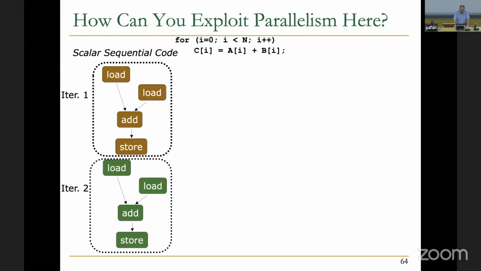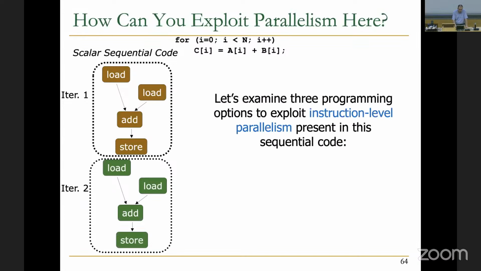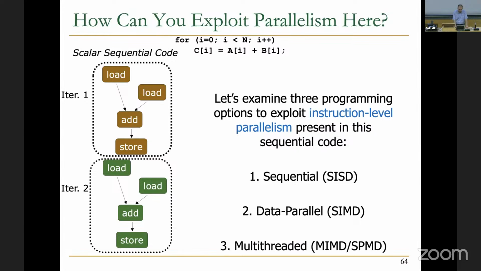So let's take a look at this parallelizable code. We have this for operation on these two arrays. Essentially you have different iterations and all of them are separate. So we want to examine three programming options to exploit instruction level parallelism. You have a huge amount of instruction level parallelism here, right? Because every iteration is independent. So we'd like to use sequential, like in a SISD architecture, like the MIPS ISA, for example. We'd also like to use data parallel, SIMD, which we have seen so far, and multi-threaded, which we're going to see.